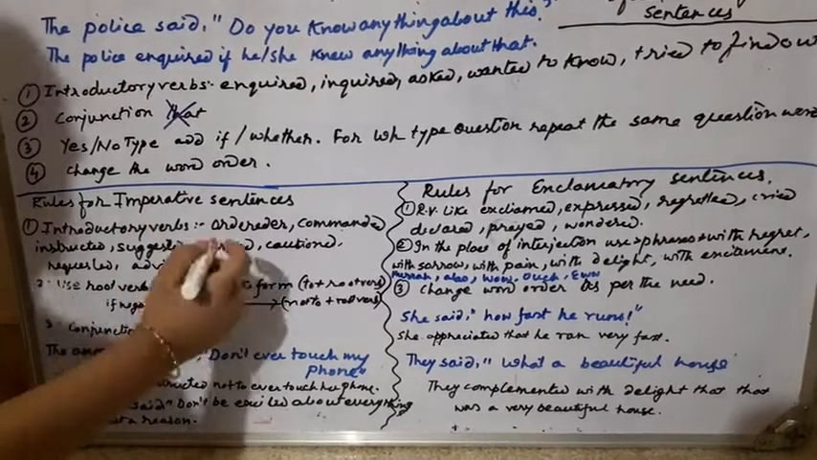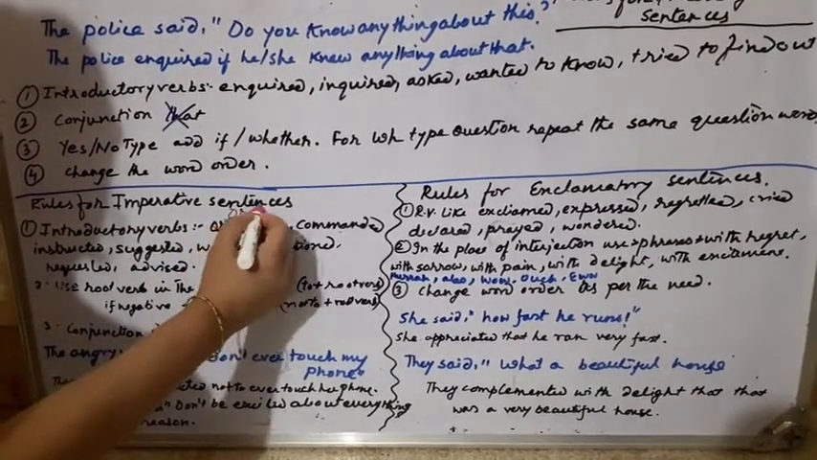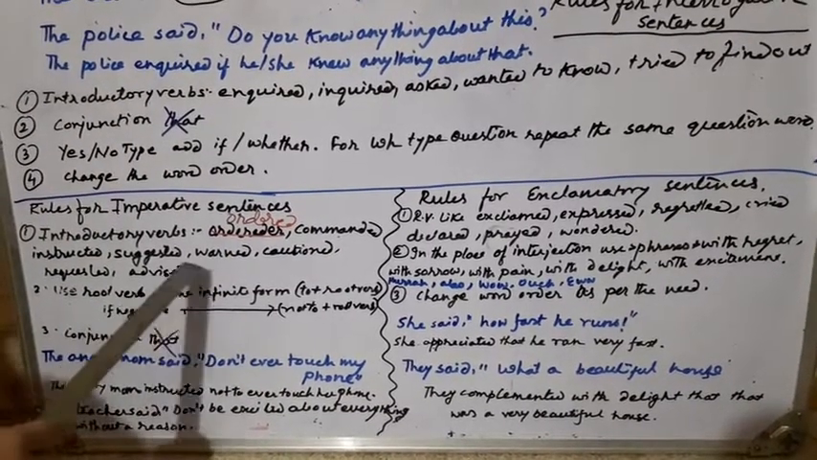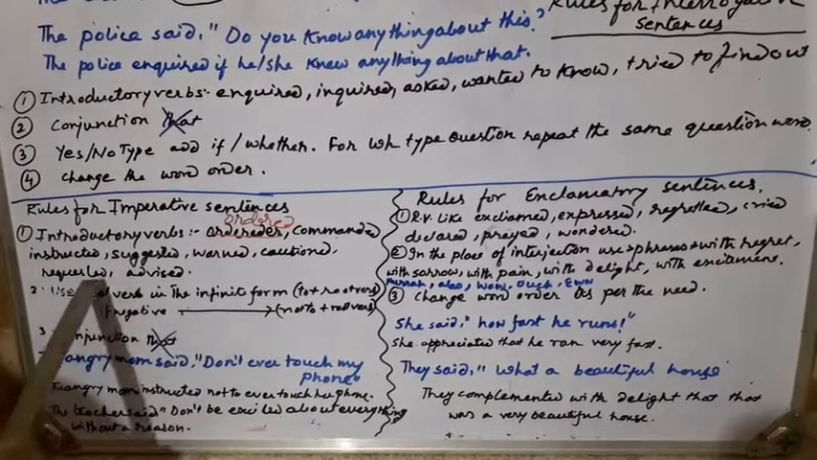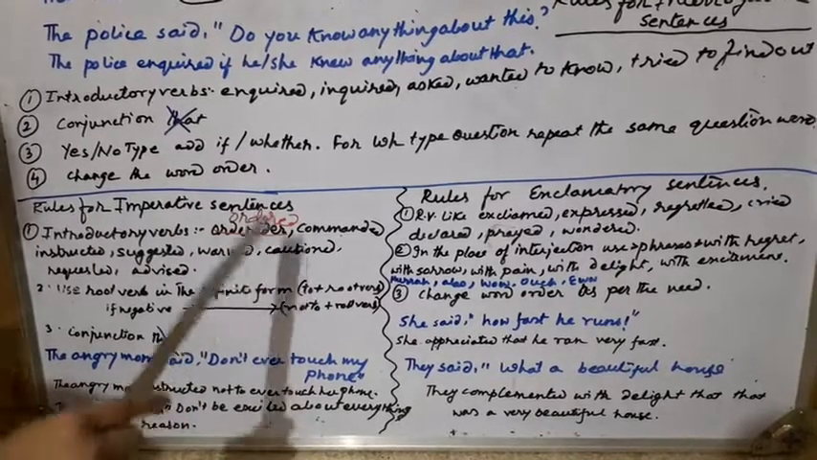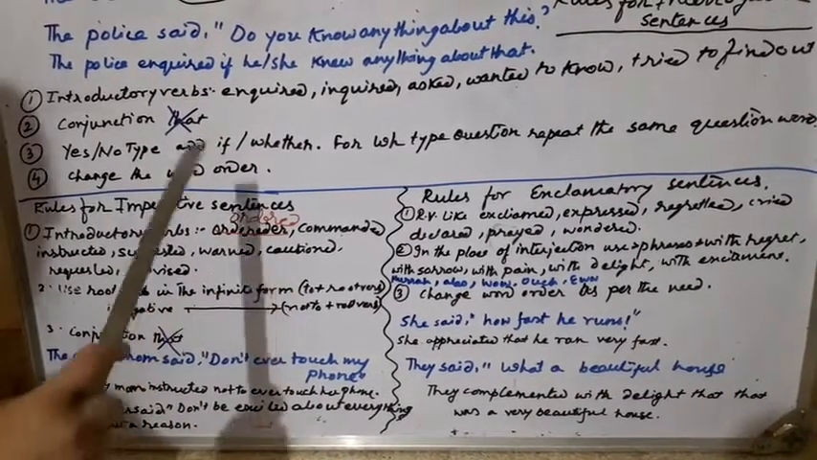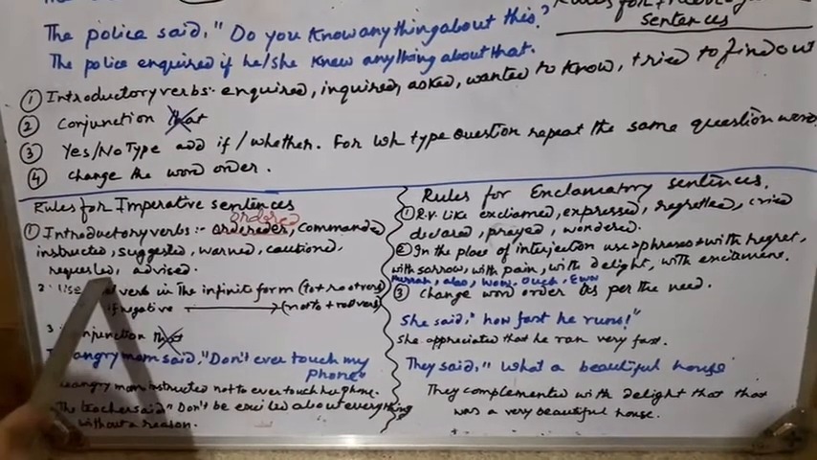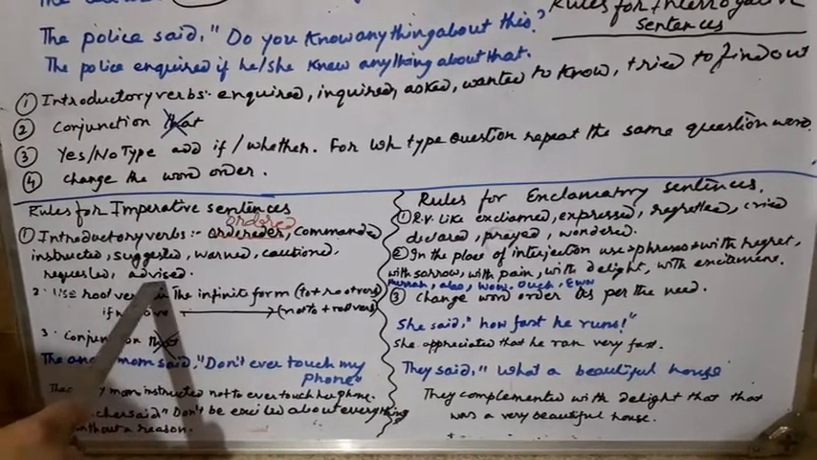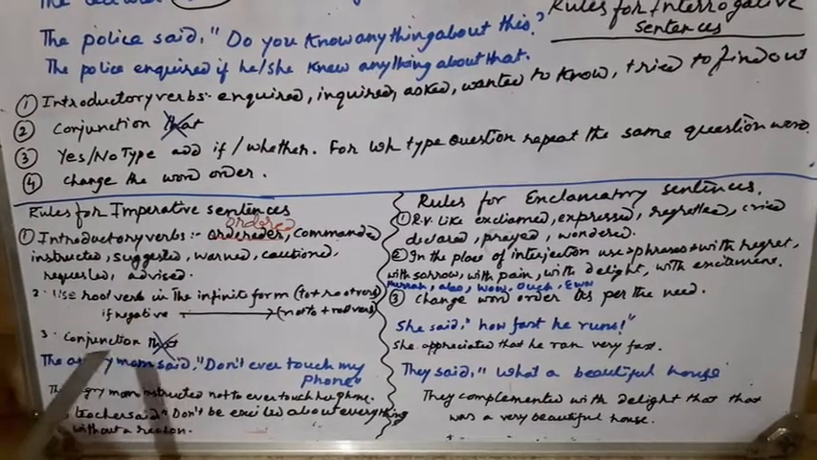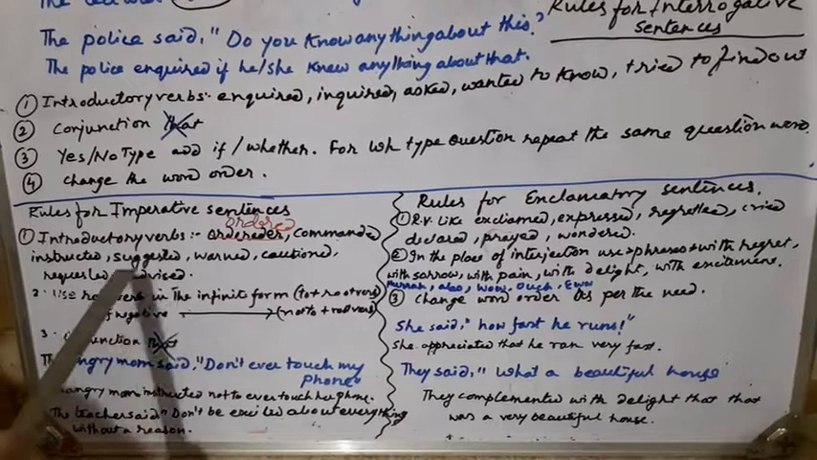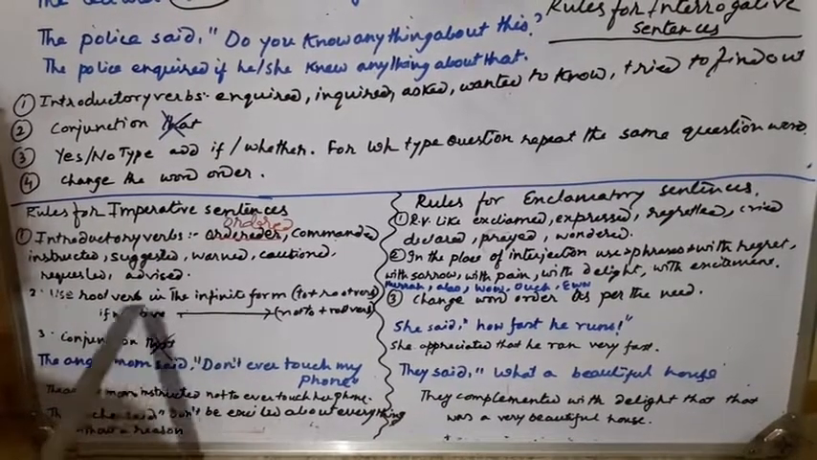I need to make a change here. Right? Okay. Commanded, instructed, suggested, warned, cautioned, requested, advised, as per the need of the sentence, or as the sentence demands. That means if it is a request, you will have to go for requested. If the sense of the sentence is advice, then you will have to go for advised, right? Then warned, ordered accordingly.